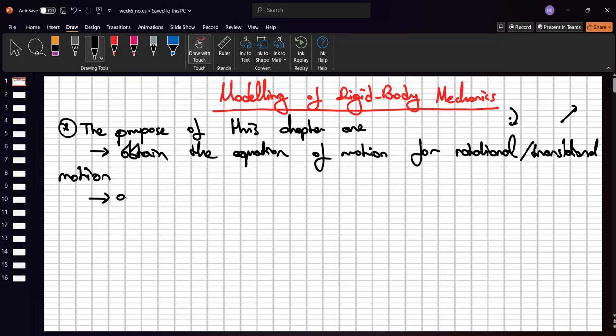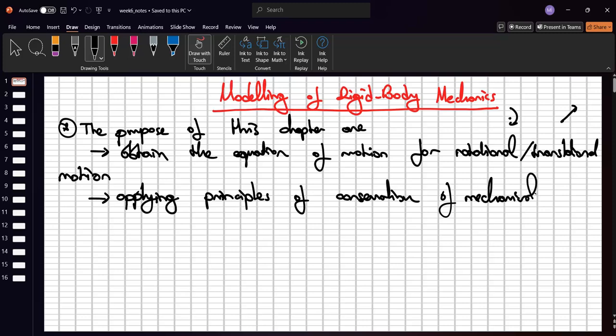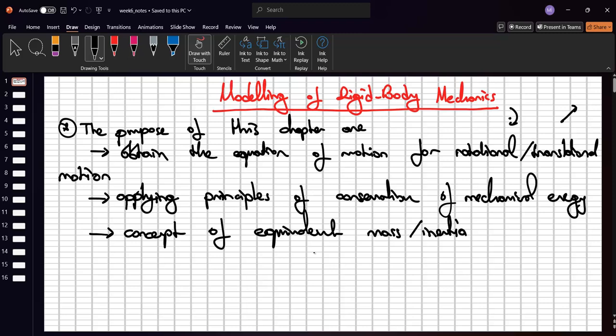And so, in the second place, we need to apply the principles of conservation of mechanical energy, in terms of the kinetic and potential one, okay? And also we need to talk about the concept of the equivalent mass and inertia, okay? What's the meaning of the equivalent here?